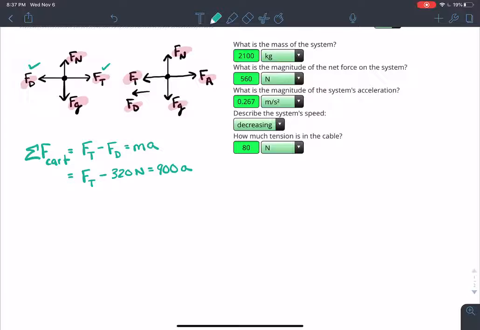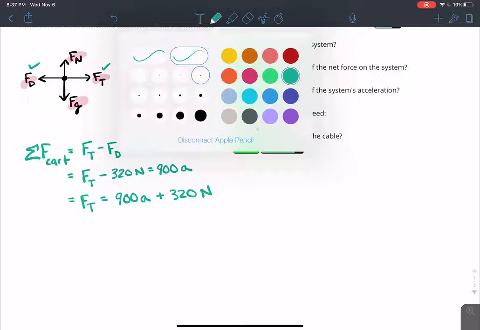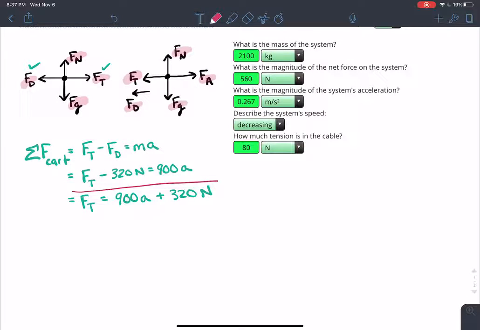Usually when I'm at this point, I like to isolate one variable that I can come back to later. I can either isolate A or T. I think, because I've done these problems enough, that the tensional force is the one I'm going to want to consider. So I'm going to leave FT on this side of the equation, move the 320 newtons over, and I'll get an expression that says 900 times the acceleration plus 320 newtons is equal to the force of tension. This becomes an equation I can reference later. So we're going to box it up.